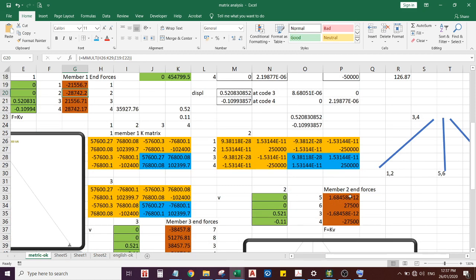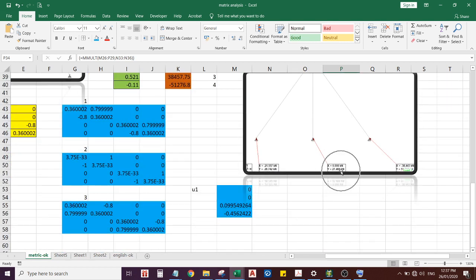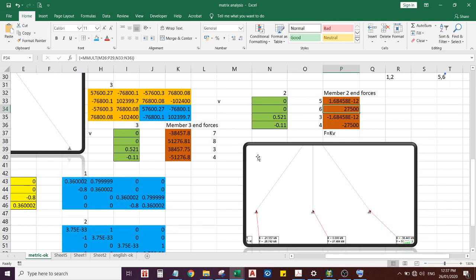How about for member 2? For member 2, this 27.5 kilonewton corresponds to code 6, which is the vertical. And for member 3, applying the same concept, this corresponds to the horizontal force or reaction at member 3, 38.44 kilonewton, and this one is the vertical reaction at member 3. So that's it.